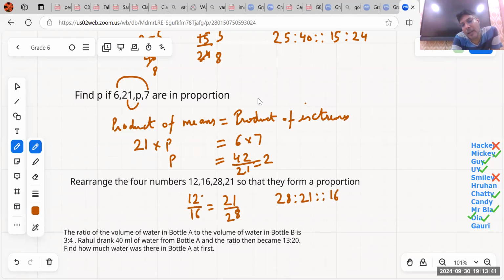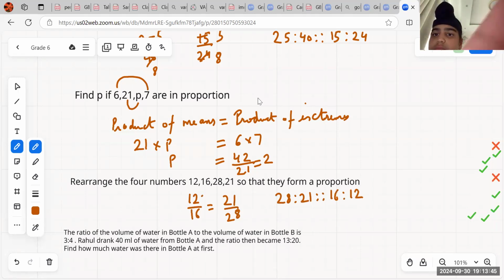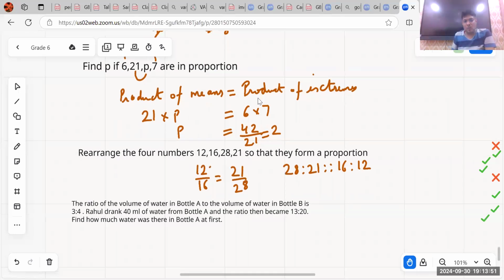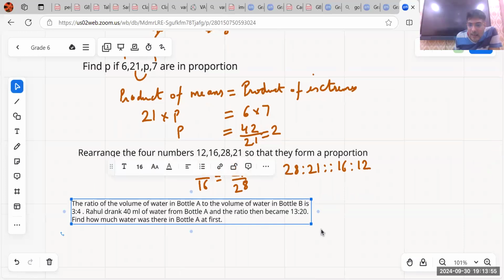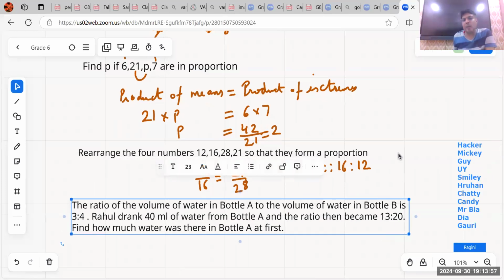This is a trick, don't tell anyone else. 16, 12. Understood? Try it and see. It will be 3 by 4, 3 by 4. Don't tell this trick to anyone else. Okay? I did not get the trick. Can you tell me again? Beta, if the numbers are in proportion, it will be either in ascending or descending order.